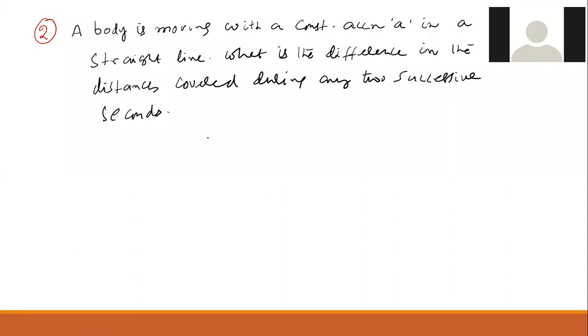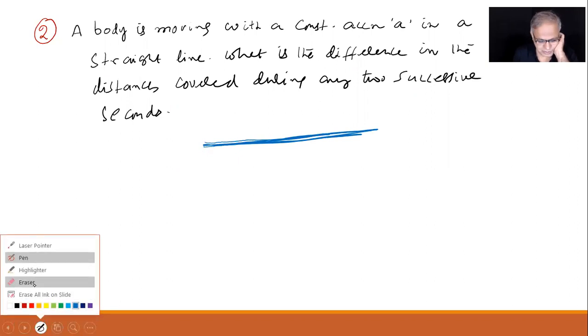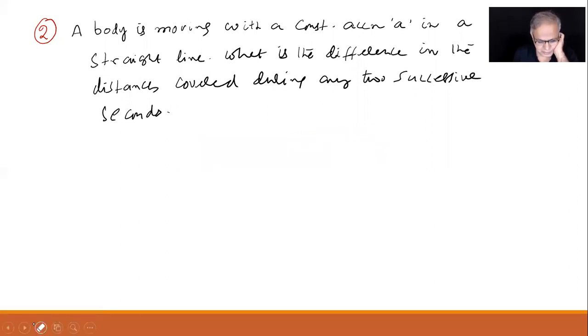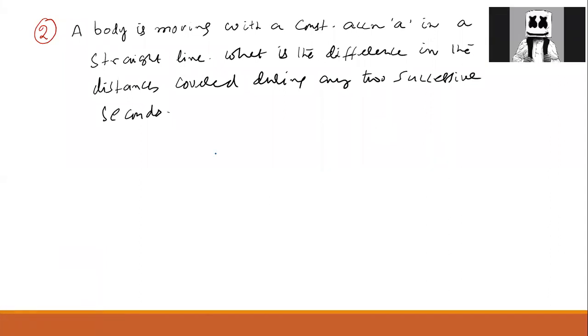Sir, first it is going in a straight line. Let me just also try to draw some picture. Let me draw, because that's how you'll really understand physics problems, not otherwise. I got A as the answer, sir. Even I got it as A. A minus A, sir.